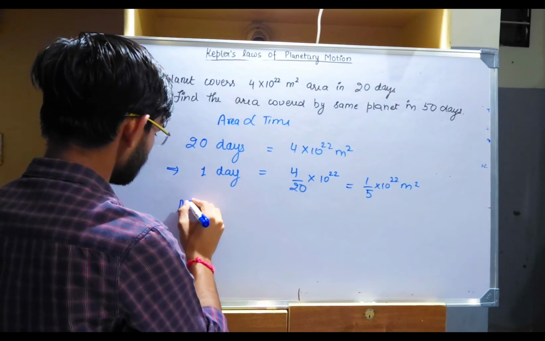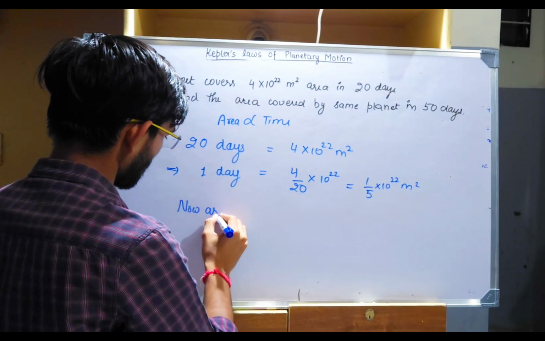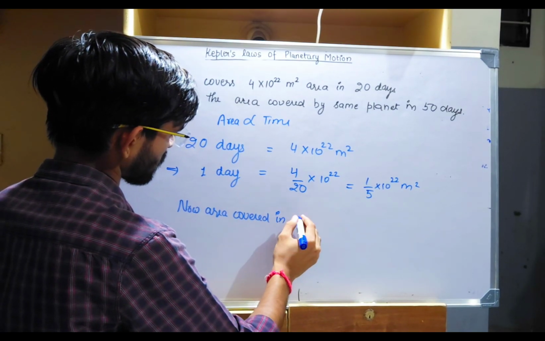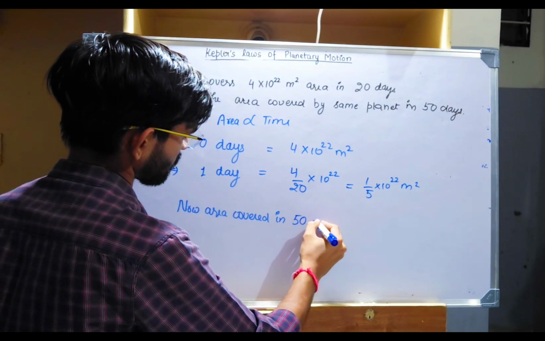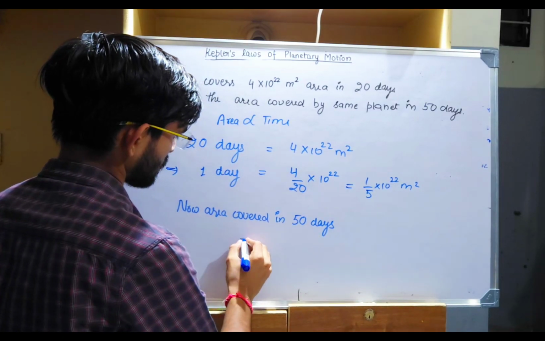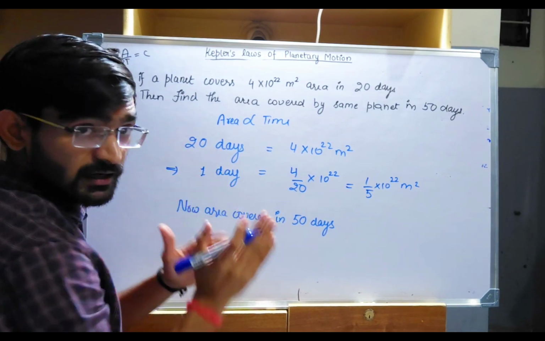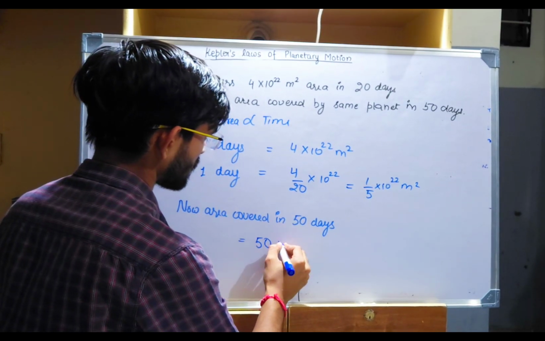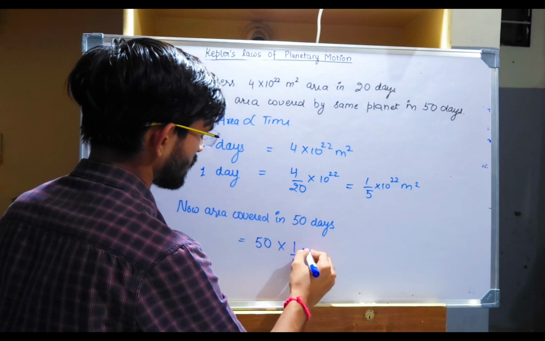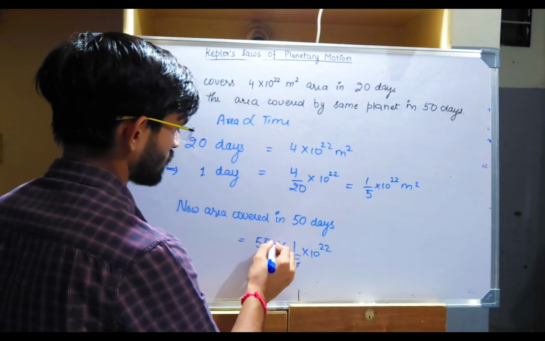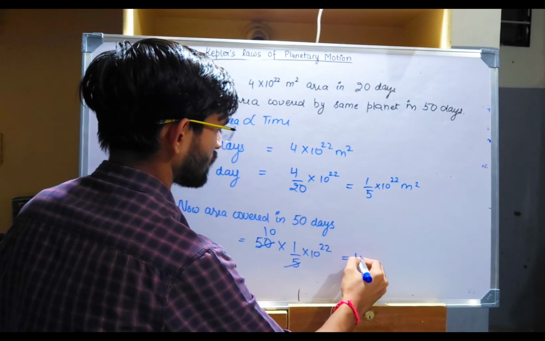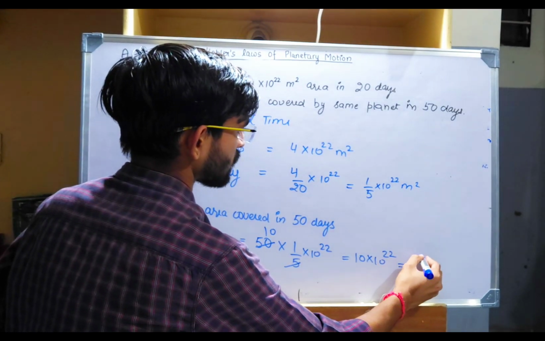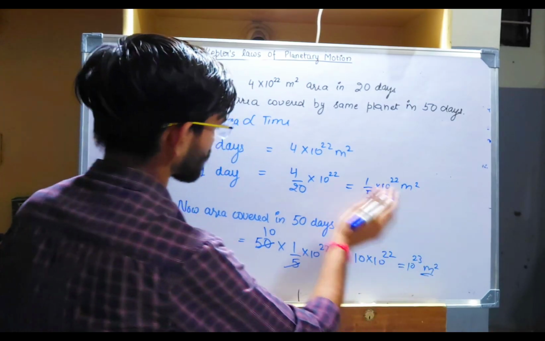Now the area covered in 50 days will be the area covered in 1 day into 50. 50 into 1 by 5 into 10 raised to power 22, that is 10 into 10 raised to power 22, or we can write this as 10 raised to power 23 meter square.